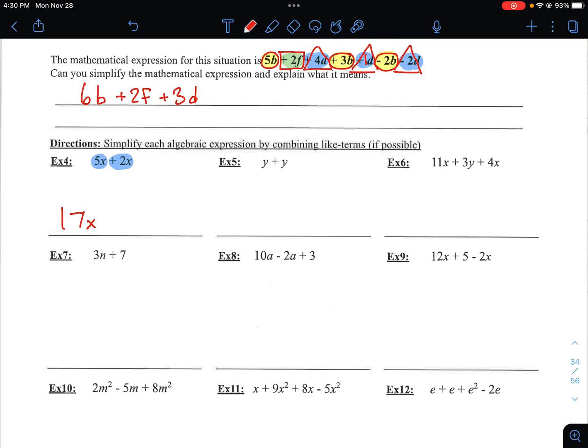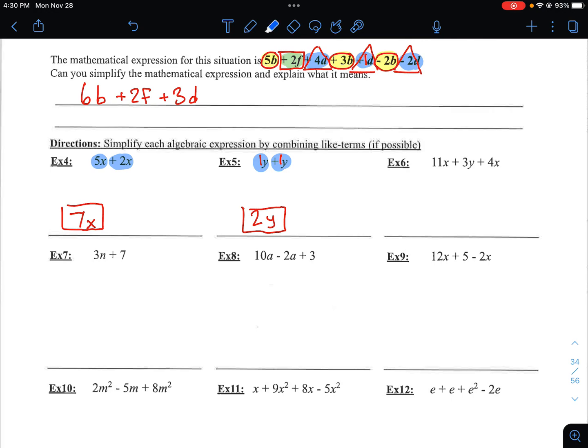Let's see, number 2. We have a y and a y, so that's like a yogurt and another yogurt. Remember that it's like a hidden 1. So that's like 1 yogurt plus 1 yogurt. Both like terms. So what do I end up with? I end up with 2 yogurts. Not yogurt squared, or yogurt to the second power, but 2 yogurts.